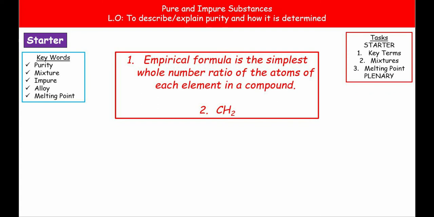For number 2, when we're writing the empirical formula for C20H40, then what we need to do is find the highest common factor of 20 and 40, which is 20 in this case, and then we divide 20 by 20 gives us 1, and 40 by 20 gives us 2, so that gives us the simplest ratio of C1H2, which we just write as CH2.